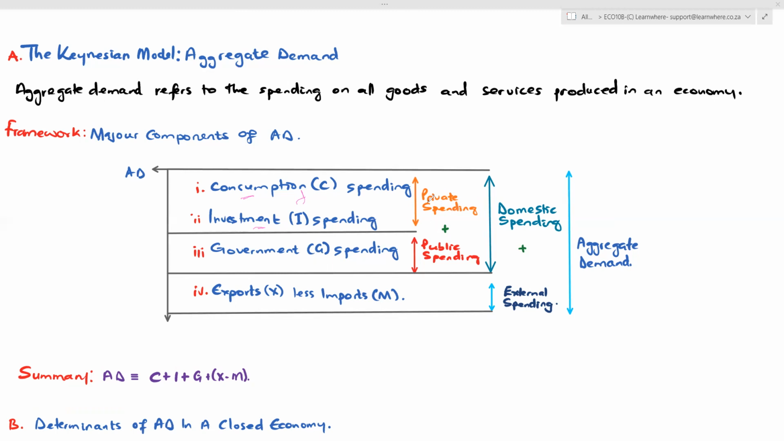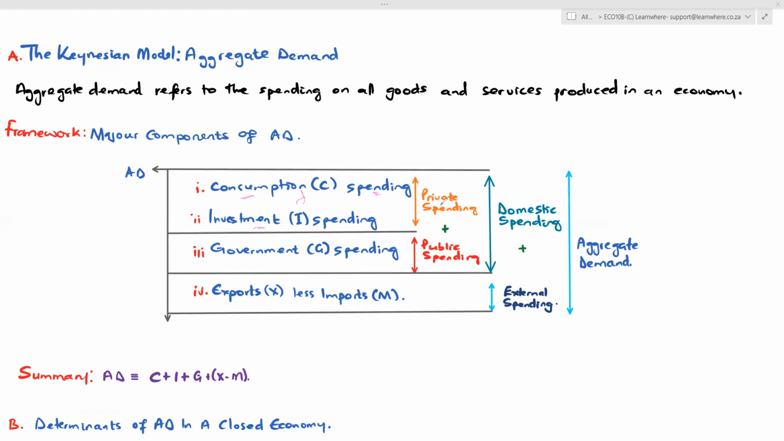So if we add private spending, which is consumption spending plus investment spending, to government spending, we're going to have what is known as public spending. But if you're just looking at private spending, we're just looking at households. With consumption spending, we're just looking at households that are located within a country, in other words, households that are in South Africa. Investment spending, we're also looking at spending by businesses that are located in South Africa. So that's why this is domestic private spending.